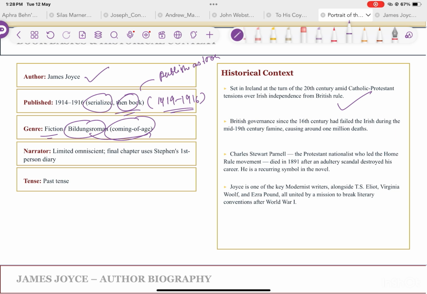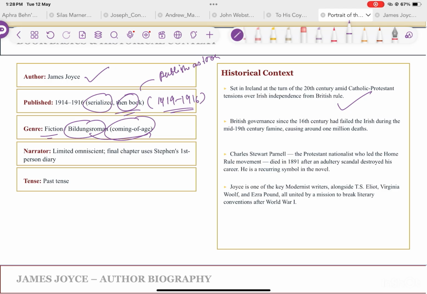And many Irish people believed that the British government failed to help them properly, because the British were ruling Ireland and they should have helped the Irish people properly. Because of this, there is a stronger anti-British sentiment in the people, in the masses, of Ireland.